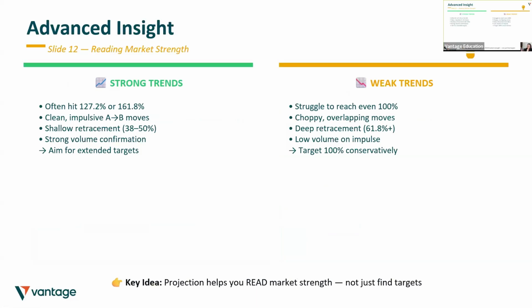Okay. Add one insight. Okay, I have one more slide to finish. Okay, strong trend often hits 127 or 161.8. Impulsive A, B move, shallow retracement 38 to 50%. Fibonacci retracement, strong volume confirmation. Then you're gonna aim for extended target, which is in H4, right?